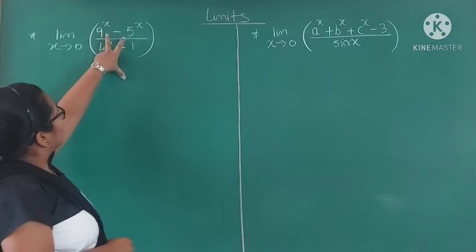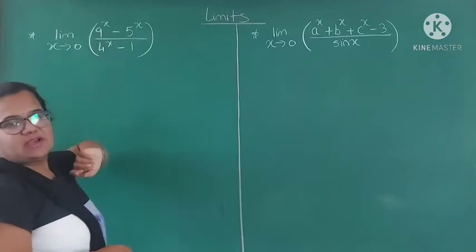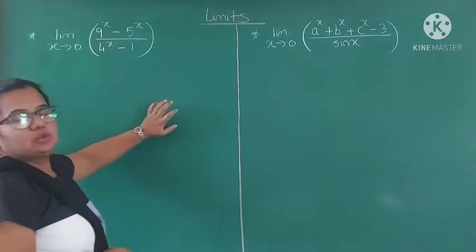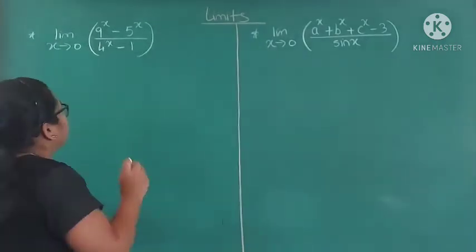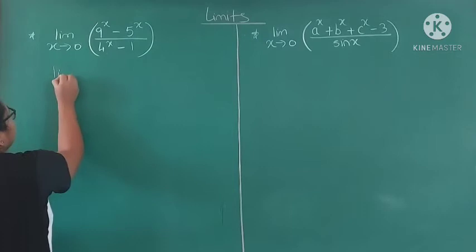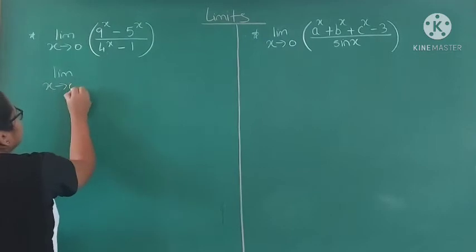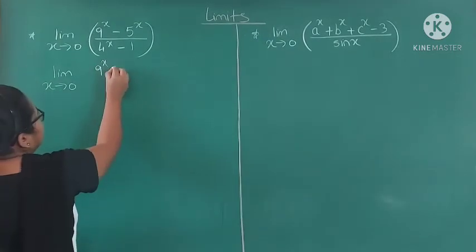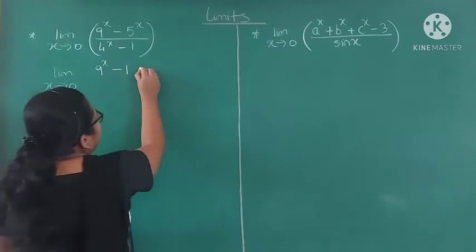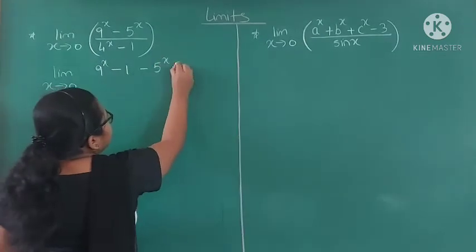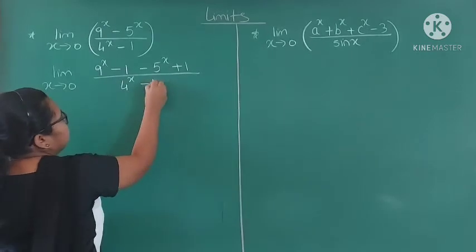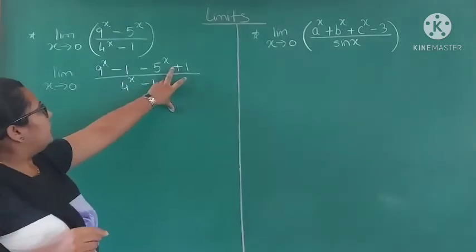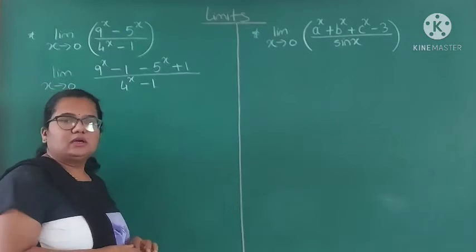So if you look here, you have 9 raised to x minus 5 raised to x. Means what you need to do here is we can add and subtract 1 in the numerator. So see what this will become. Limit as x tends to 0, 9 raised to x minus 1 minus 5 raised to x plus 1 upon 4 raised to x minus 1. So adding and subtracting 1 in the numerator.